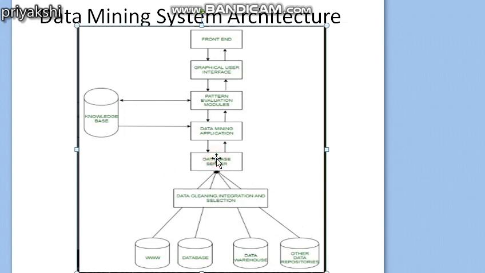Next, we will talk about the component known as the database or data warehouse server. This server is used to fetch the relevant data based on the user's data mining request. You can take this to be the data transformation step in the KDD process. Next, we will talk about the knowledge base, which contains the domain knowledge that is used to guide the search or to evaluate the interestingness of the resulting patterns. Examples of knowledge include concept hierarchies, which we will discuss in the data warehousing part, user beliefs, interestingness thresholds, and metadata.